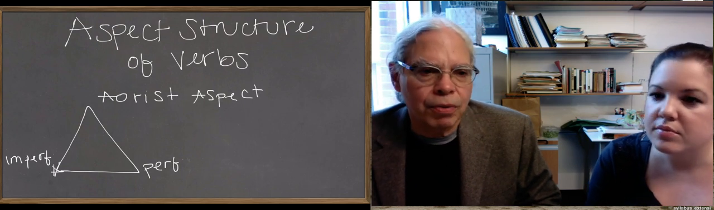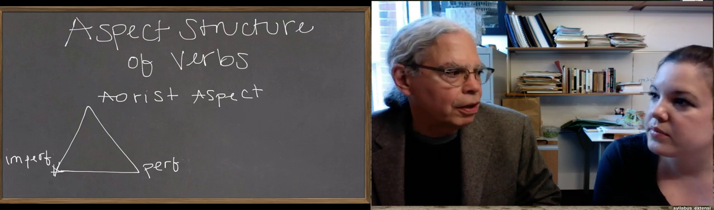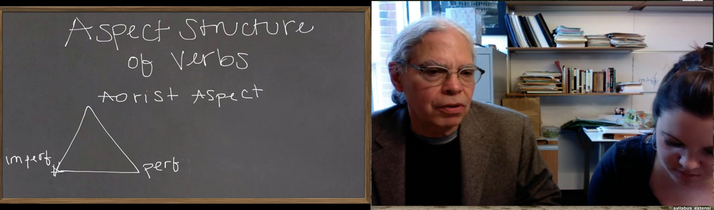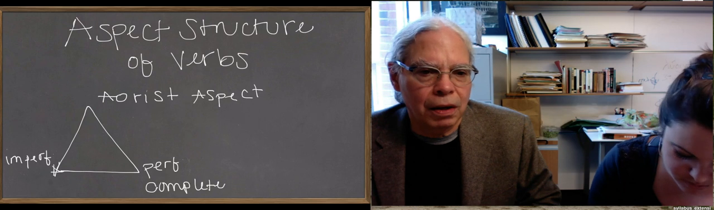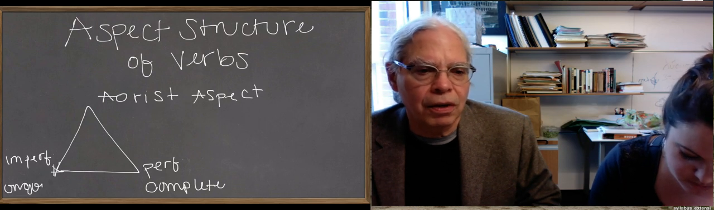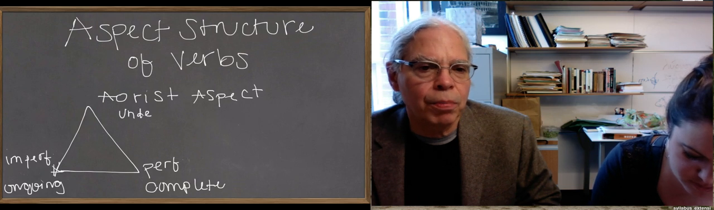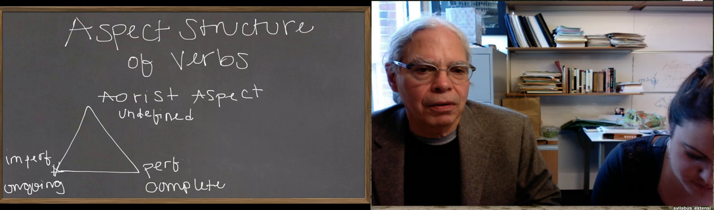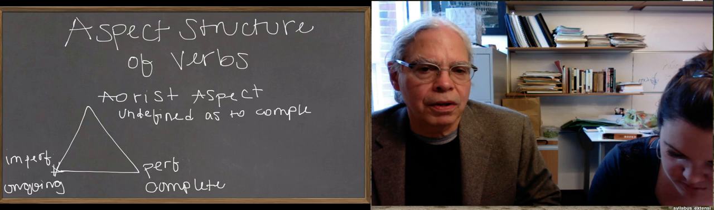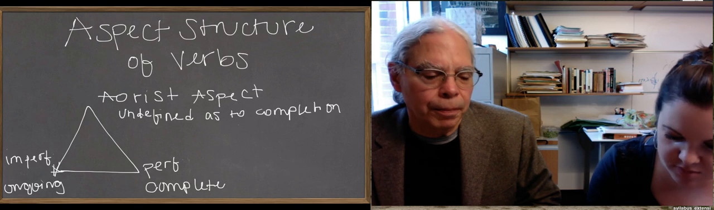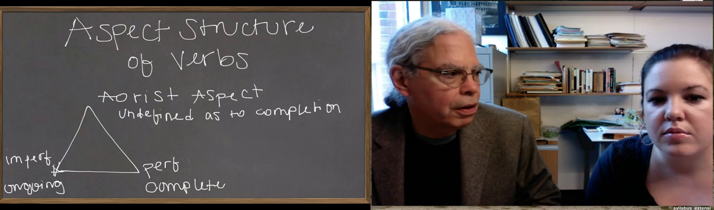So the difference between imperfective and perfective aspect is a difference between an action that's ongoing and an action that's complete. The aorist aspect means what horistos means in Greek, that is undefined. In this triangular system, it is undefined as to completion. And we made an analogy between this sense of horistos and the way the Prague School of Linguistics talks about an unmarked category.